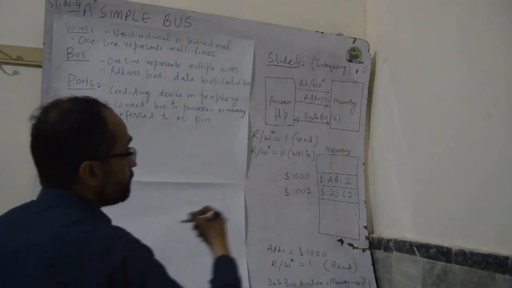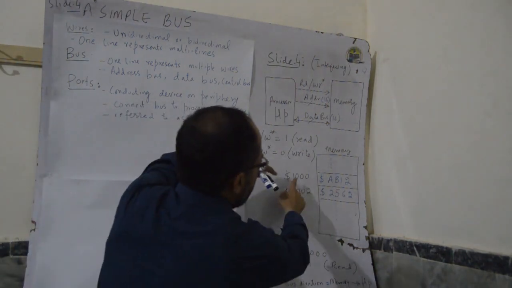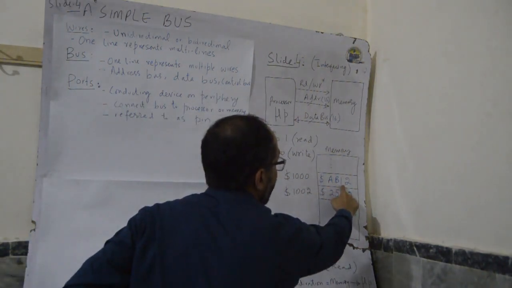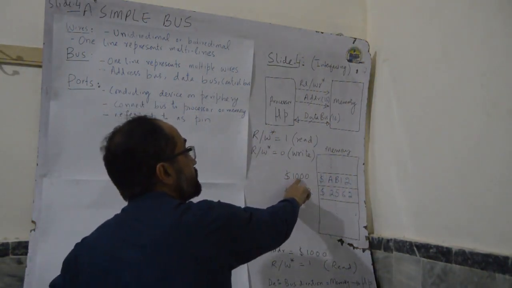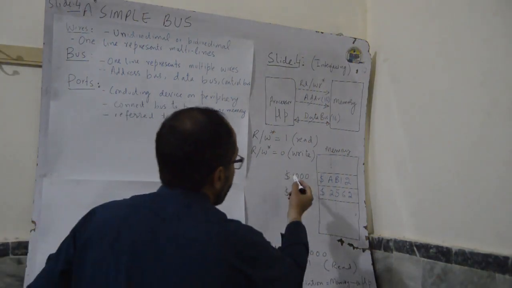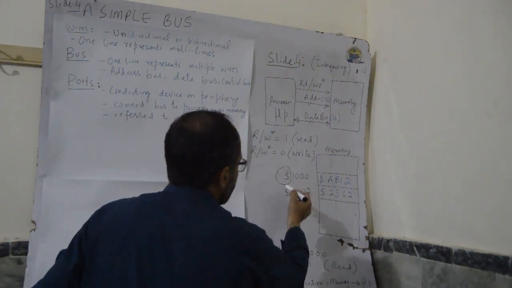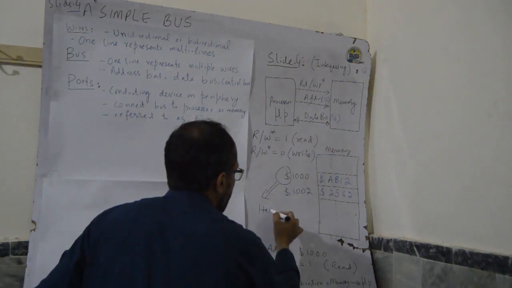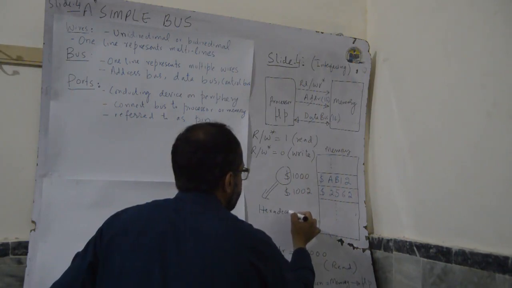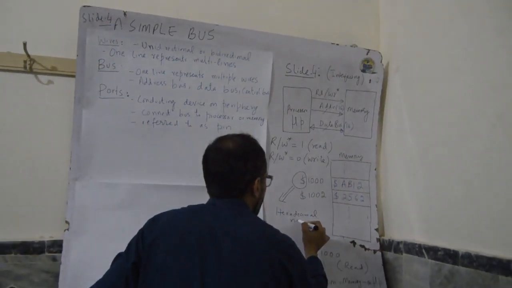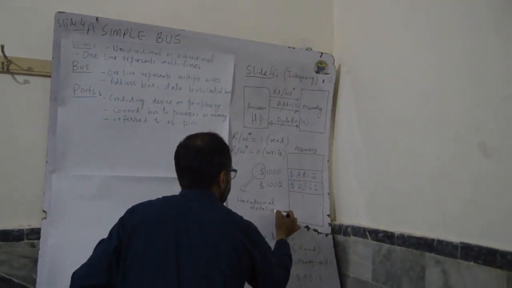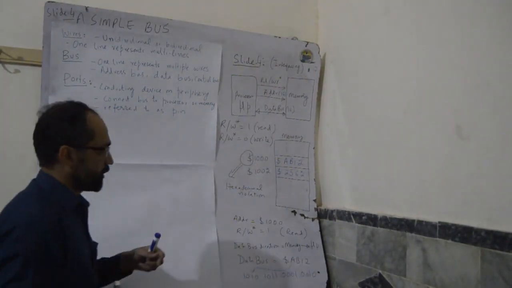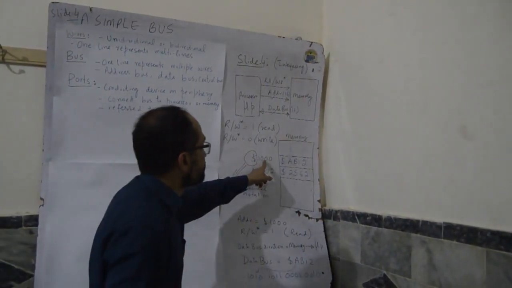Now this is the address of the memory, and this is the content of the memory at address 1000. What is the dollar sign? The dollar sign represents hexadecimal notation. So this is address 1000.